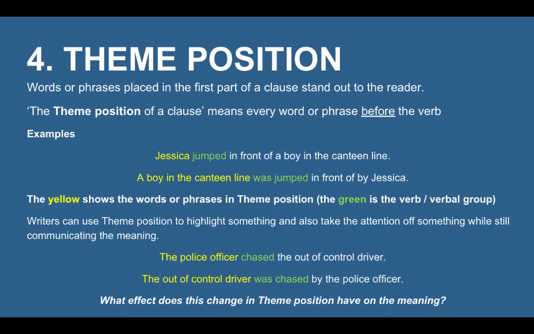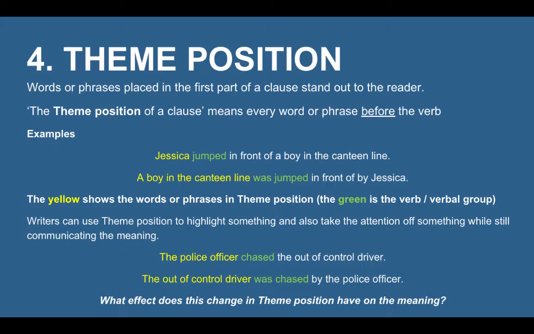So, for example, in the first sentence, Jessica jumped in front of a boy in the canteen line. Jessica is the only part that is in theme position. The verb jumped then indicates what's called the Rheme position, which is pretty much anything that's not the theme.